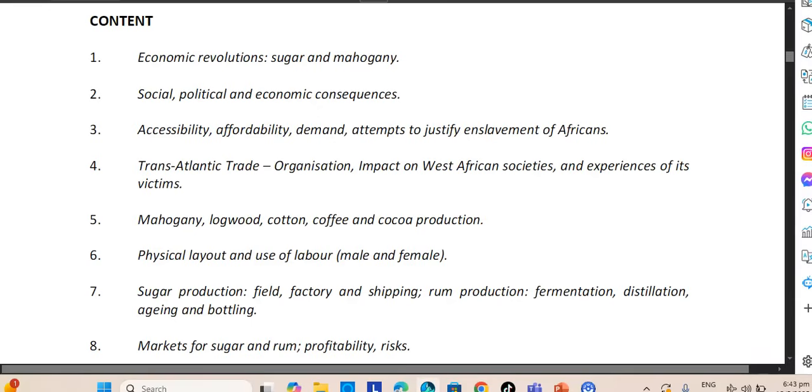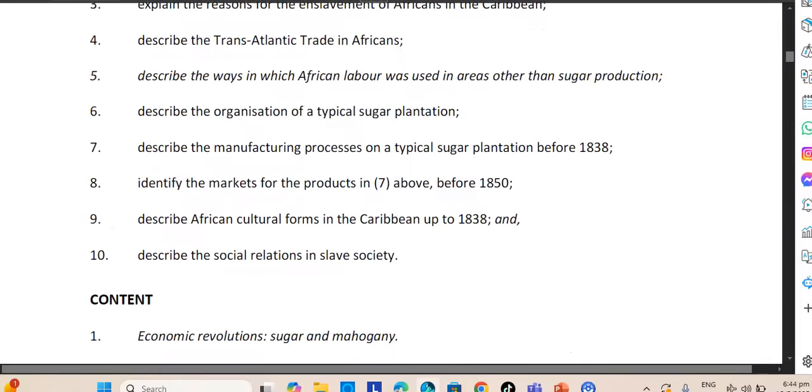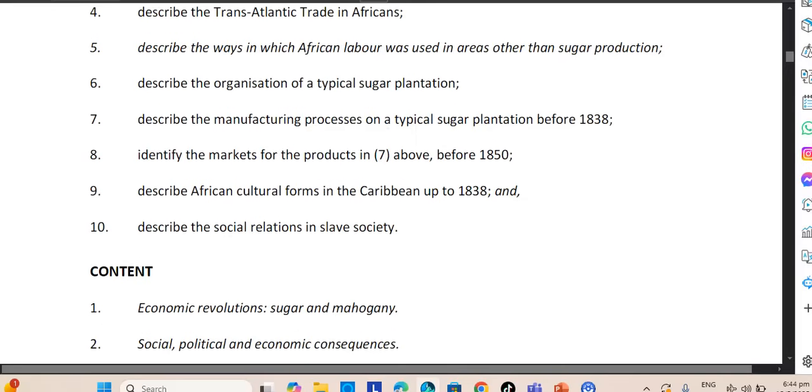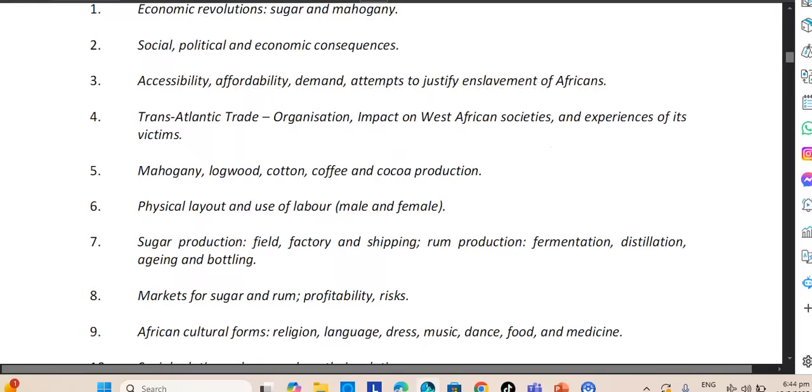Now we're going to look at the physical layout and use of labor. So the objective is to describe the organization of a typical sugar plantation. To describe the organization of the sugar plantation, we're going to look at the physical layout and the use of labor in terms of male and female. Now, the sugar plantations were large, highly structured estates that functioned like industrial complexes, requiring year-round labor and precise organization.